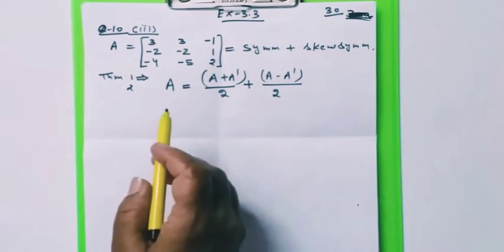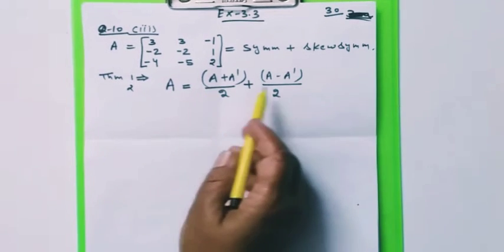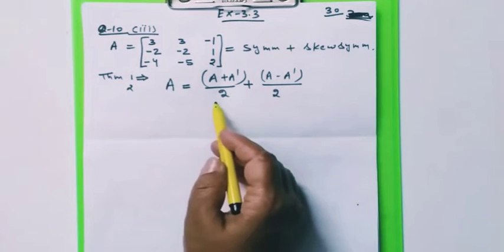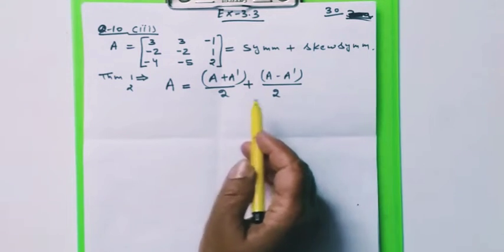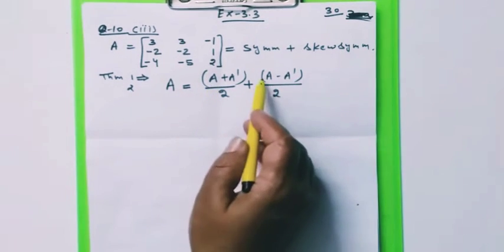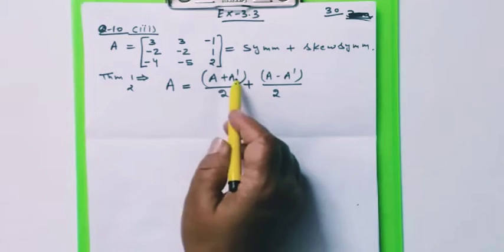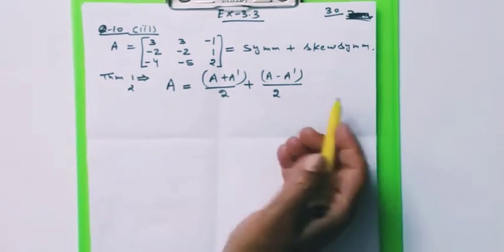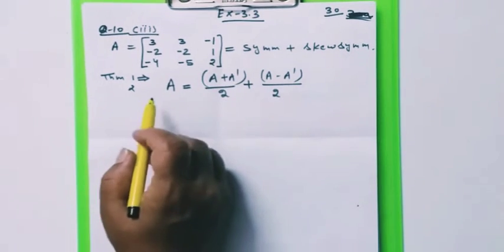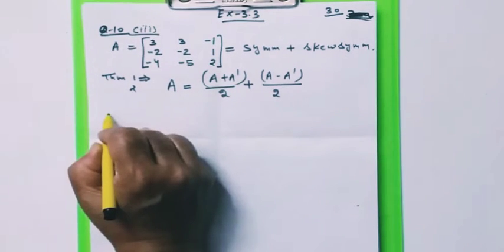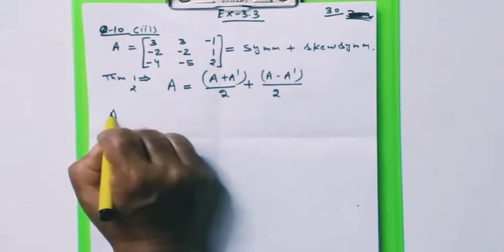So that means if I am able to express A as the sum of these two matrices, one of them will be symmetric and the other will be skew symmetric, and you can verify that A by 2 plus A by 2 comes out to be A, and A dash by 2 minus A dash by 2 will cancel. So LHS and RHS are equal. So how to express this matrix A? For that I first calculate A plus A transpose.